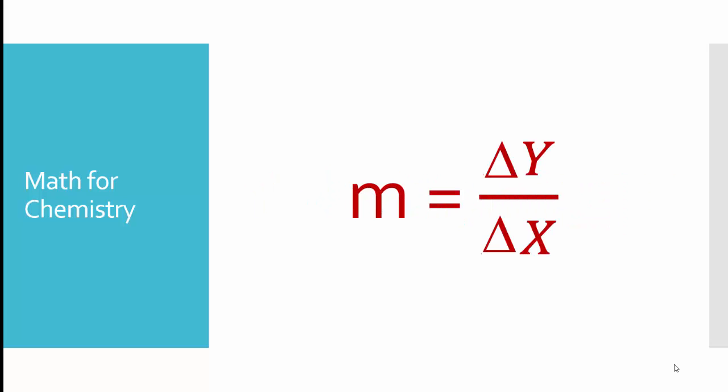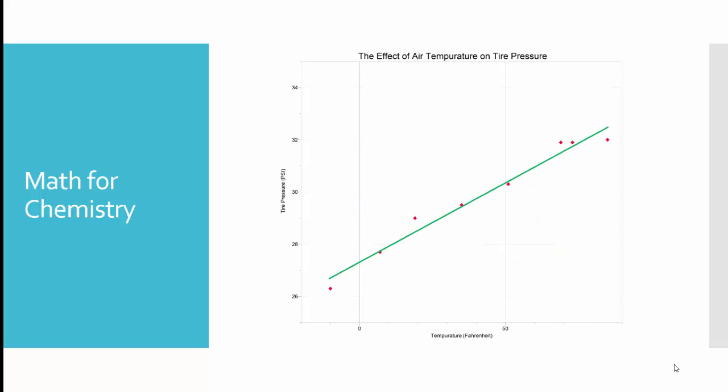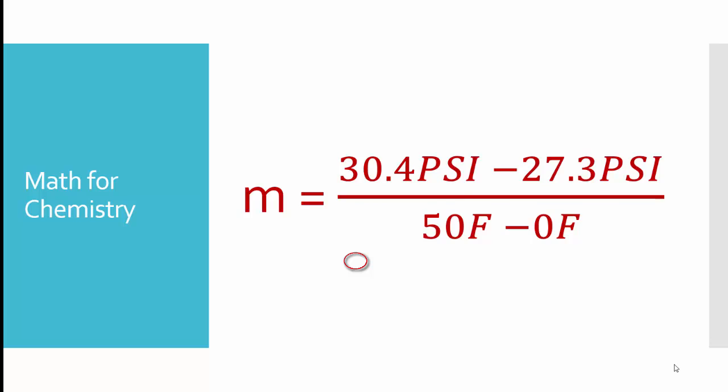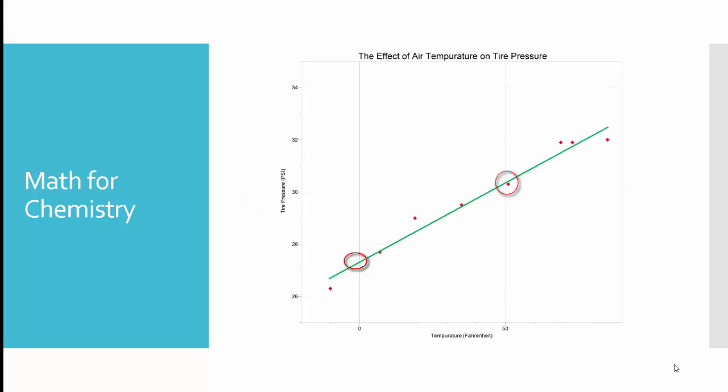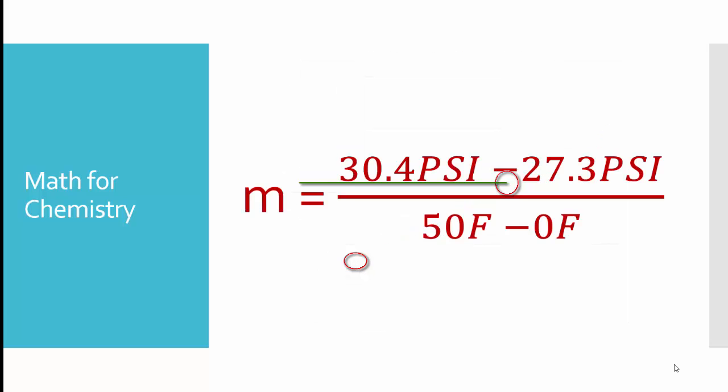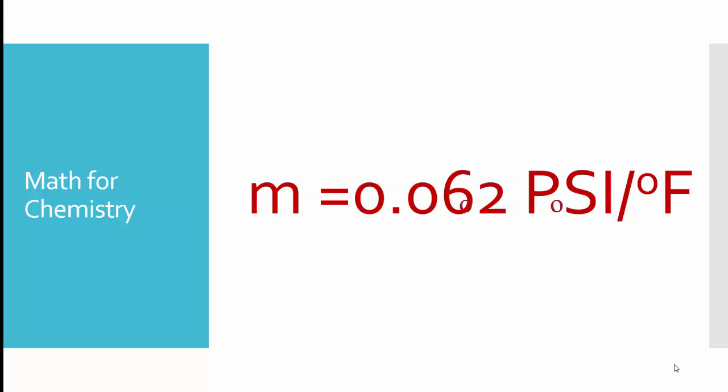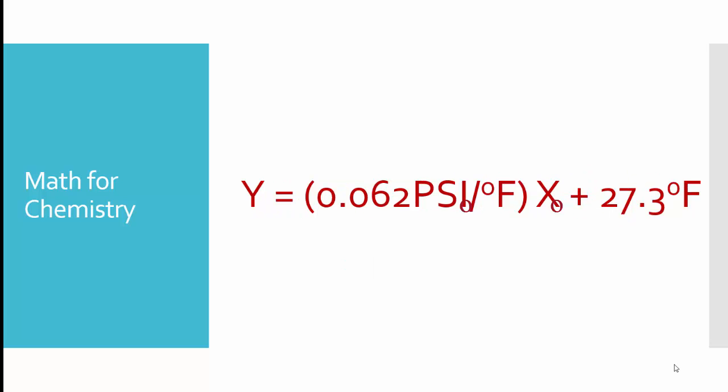m is the change in y over the change in x, the rise over the run. We already know the values for a temperature of 0 degrees Fahrenheit. That's 0, 27.3. Now we're going to look at 50 degrees Fahrenheit, and that appears to be 30.4 psi for the corresponding y value. So we set the slope equation up, we calculate the slope. We now have the equation for the best fit straight line.